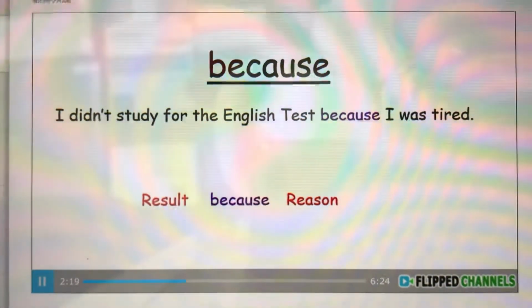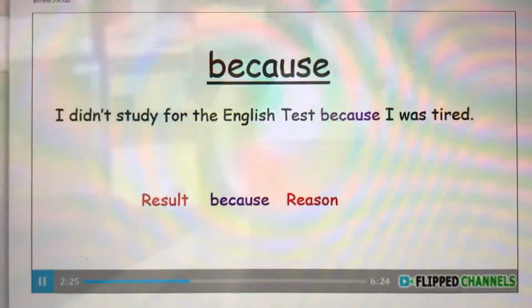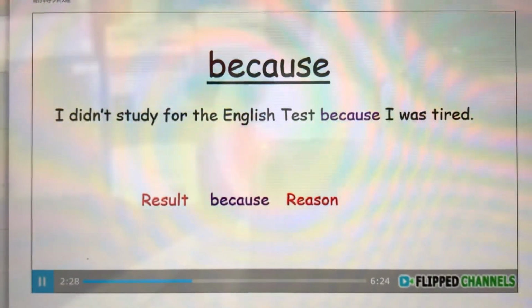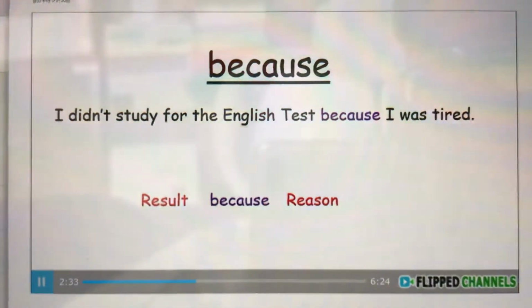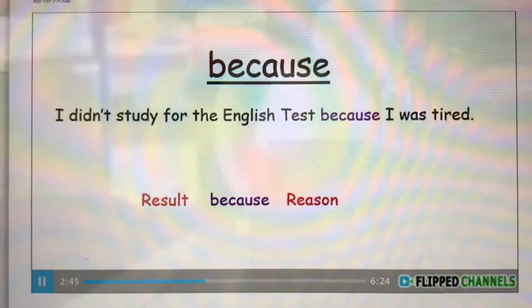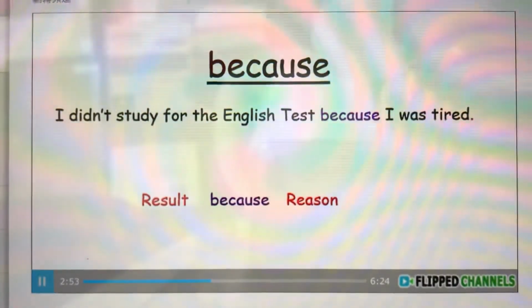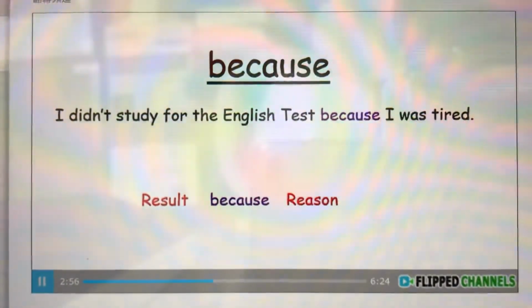Remember, when we use the conjunction because in a sentence, the result always comes before the reason. The part I didn't study for the English test is the result, so we put it at the beginning of the sentence. On the other hand, the part I was tired is the reason, so we put it after the conjunction because. If you switch the parts around and say, I was tired because I didn't study for the English test, then the sentence simply just won't make any sense.